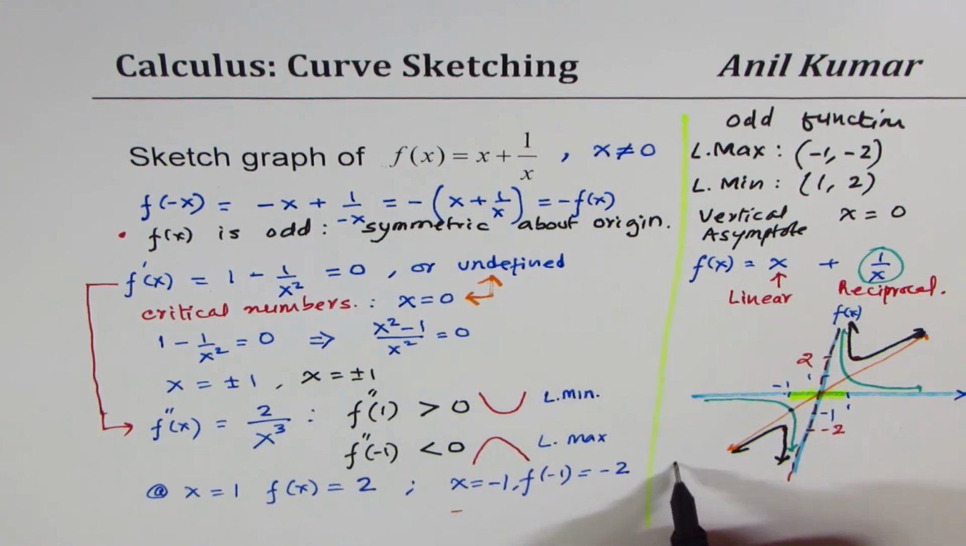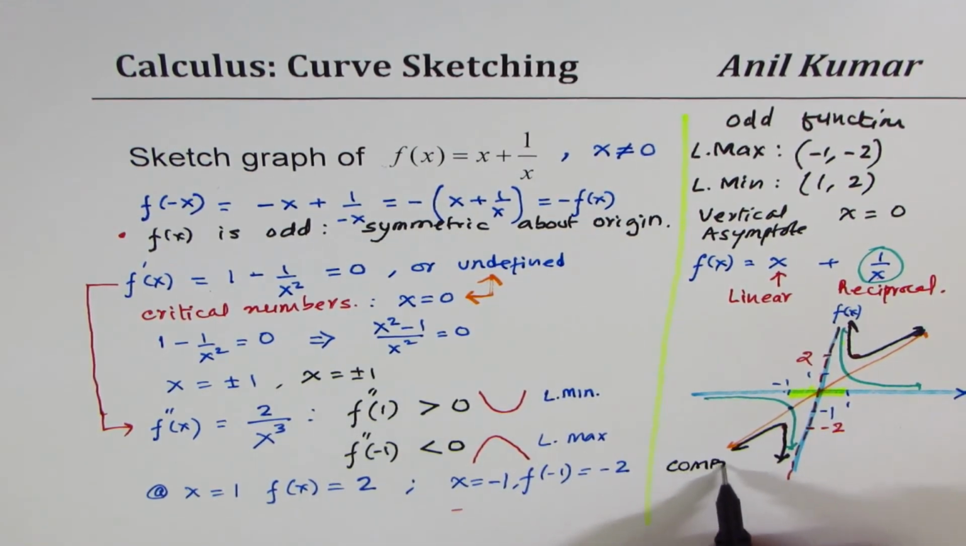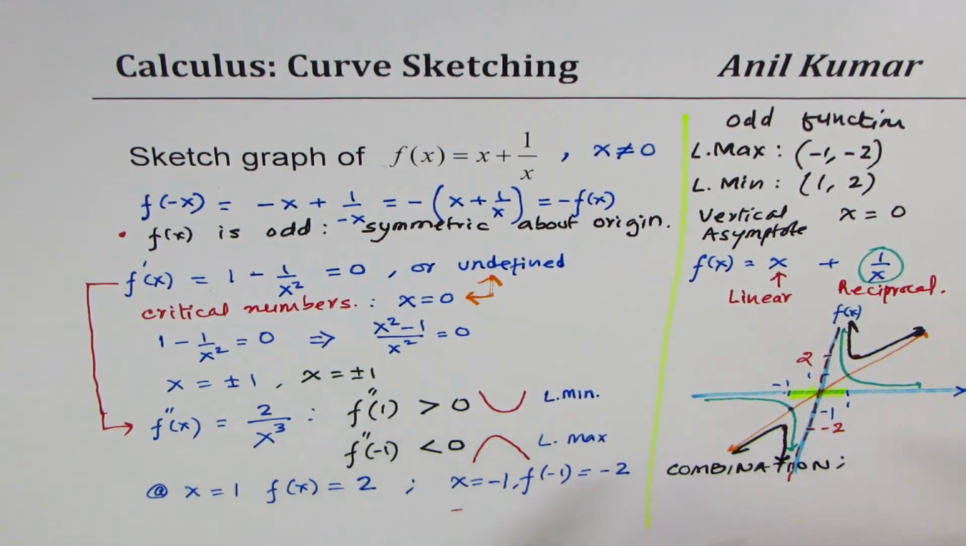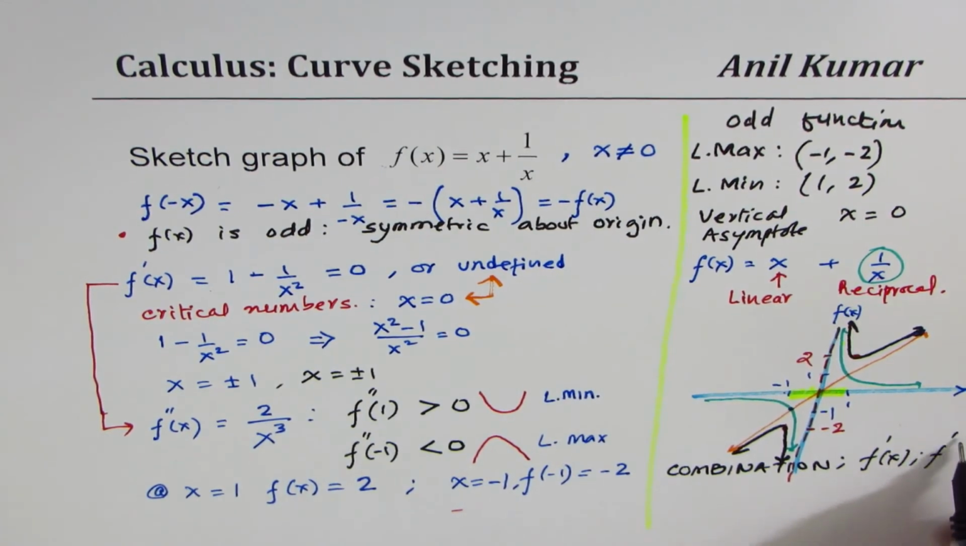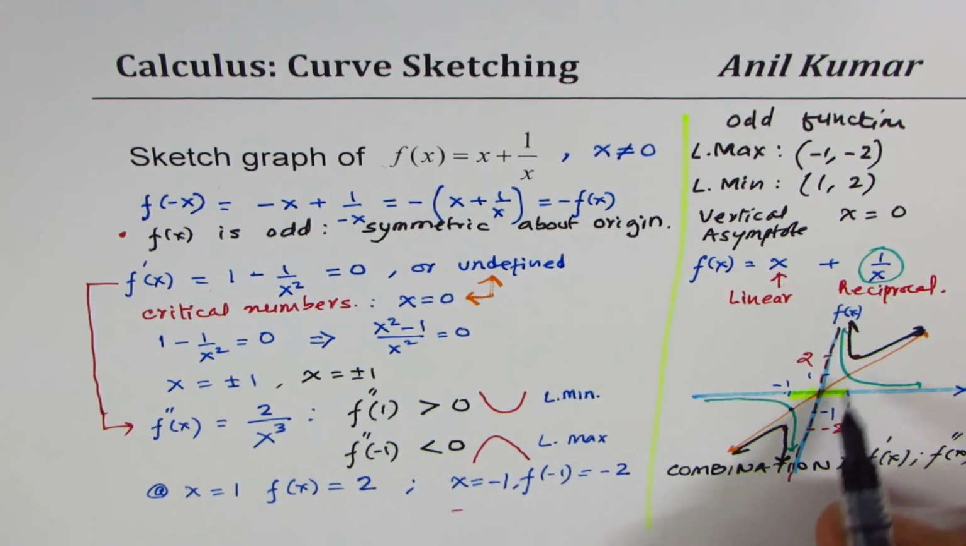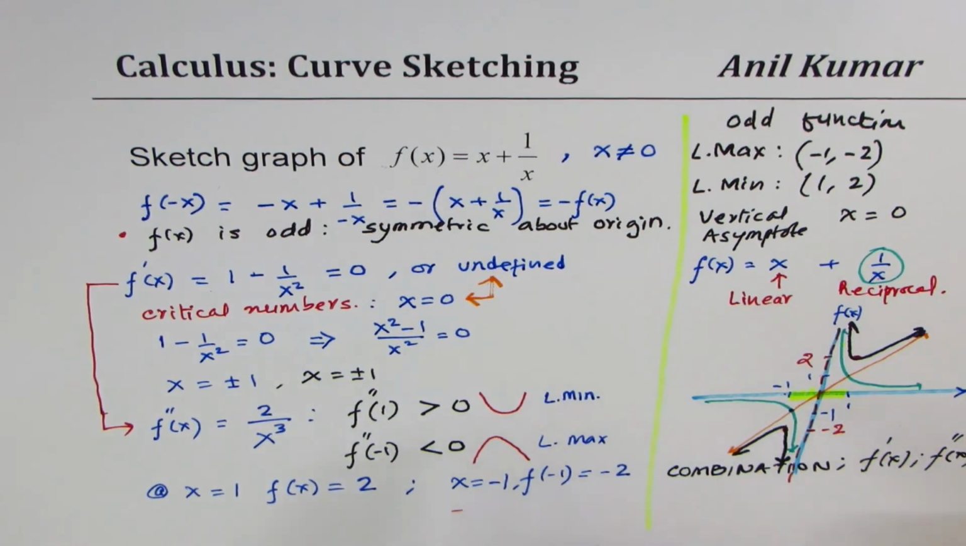So this is the final result, f of x, which you get by combination of the two. So the strategy here is we did combination plus we analyzed the derivatives, which is the first and the second derivative, to find the local maxima and minima. And of course, some work on the type of function, which helps us to sketch it fairly well.